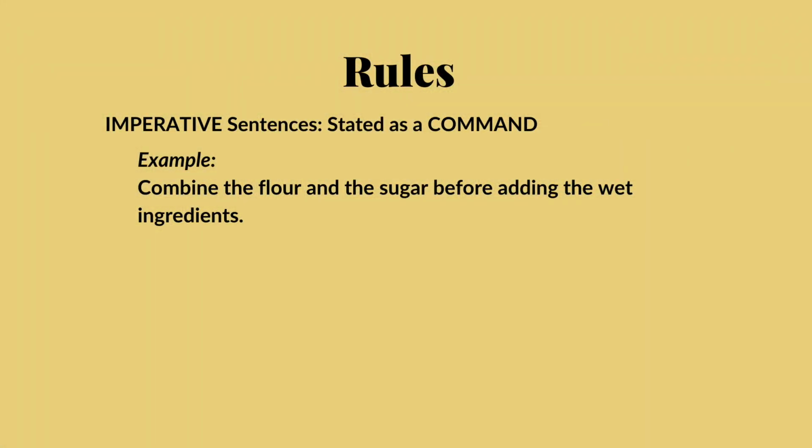The rules should be stated as imperative sentences. In other words, you must do so-and-so, like this one. Combine the flour and the sugar before adding the wet ingredients. That's an imperative sentence, and rules are often stated in this format, so keep your eye open for those imperative sentences and make note of them because that's a rule.